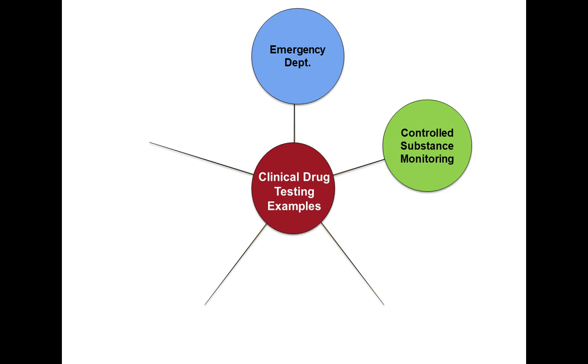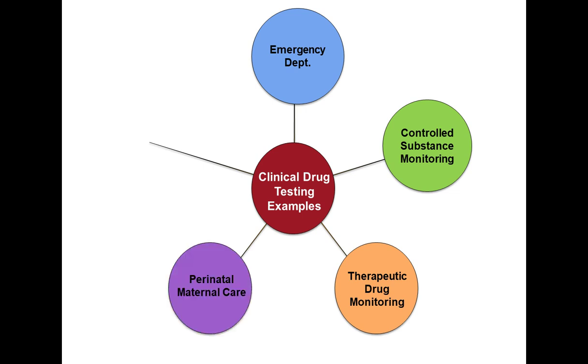Another scenario is controlled substance monitoring. So in these situations, the physician is looking for the presence of the medication that they've prescribed in order to gauge compliance. They're also looking to ensure the absence of non-prescribed medications or any illicit substances that the patient may be taking. Another example is therapeutic drug monitoring. So in these scenarios, the physician is checking drug concentrations to ensure that they are at the appropriate levels in order to provide optimal therapeutic effect for their patient.